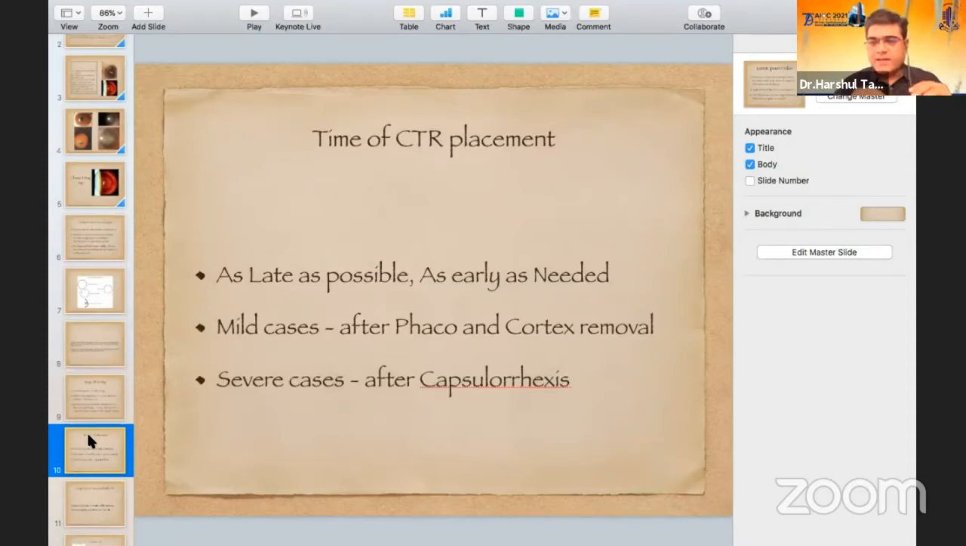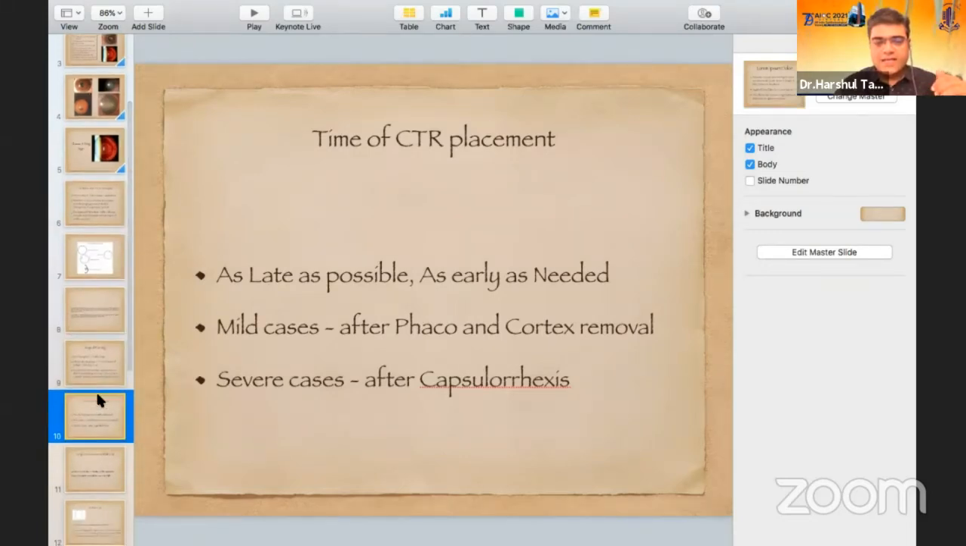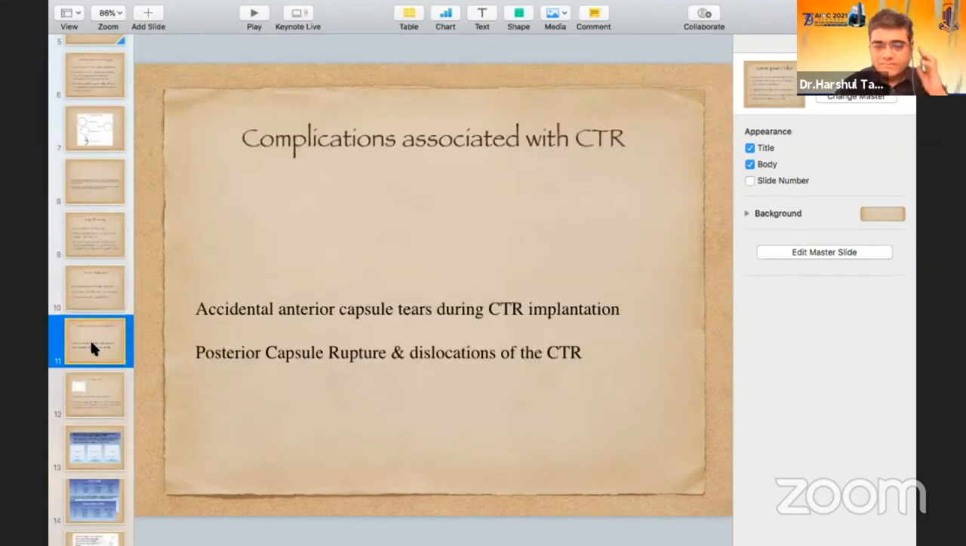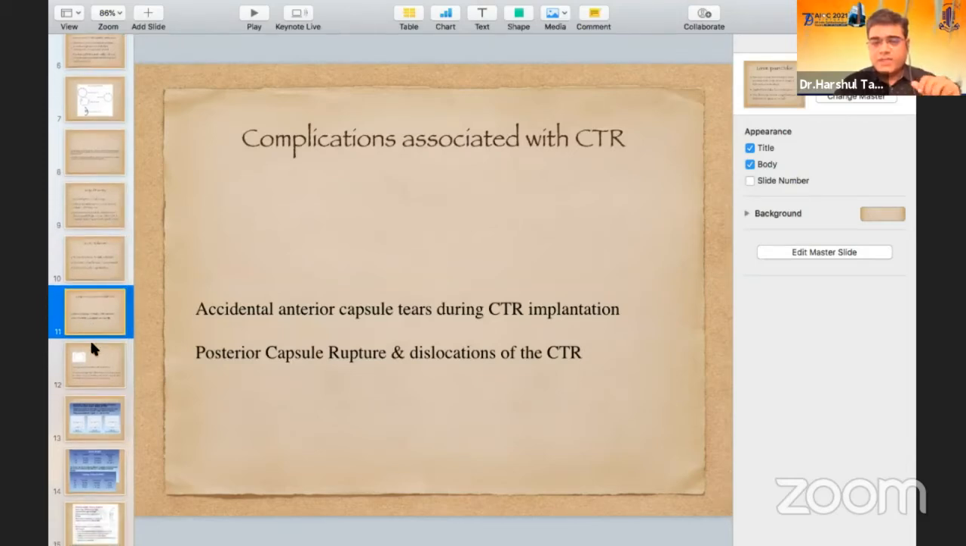Timing of CTR placement is very crucial. So the dictum is we should use CTR as late as possible, but as early as needed. In mild cases of pseudoexfoliation or mild zonular laxity, we mostly use the CTR after doing phaco and cortical removal, but in severe cases we use them after capsulorhexis. There may be some complications while implanting the CTR ring. There may be accidental anterior capsule tear or posterior capsule rupture and dislocation of CTR. And in fact, if we have any of these conditions, CTR should not be used.